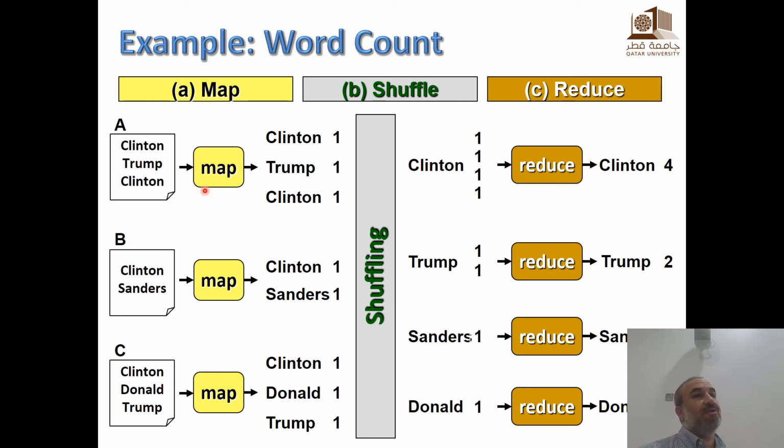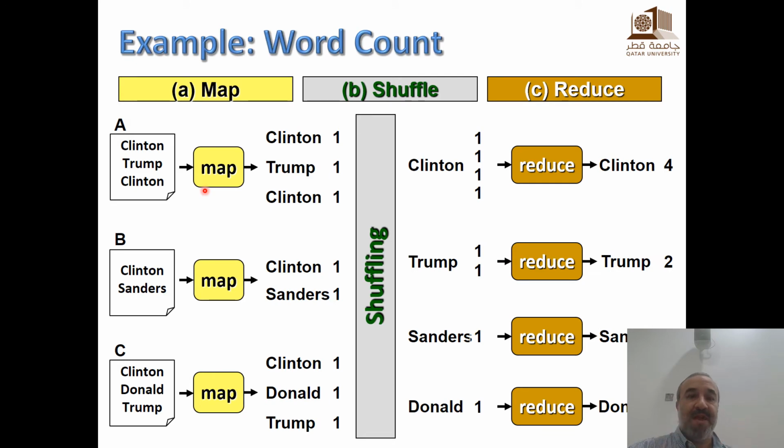We are not storing this in memory. Okay, so let me tell you something. The intermediate output is written to disk, not in memory. The intermediate output is written locally on the machines that will do the mapping.